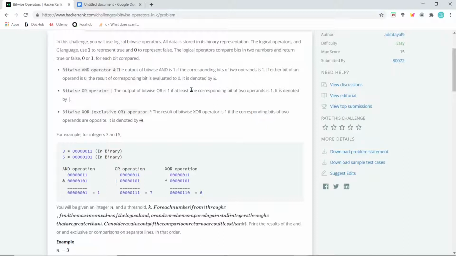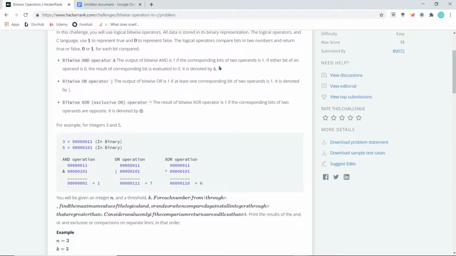It is denoted by this symbol, the AND operator. The bitwise AND operator gives us the value 1 when both the operands have value 1, which means if both the numbers on which we are operating have true value, only then will we have the value of AND operator as true, right? If any one of them is 0, we get the value 0.